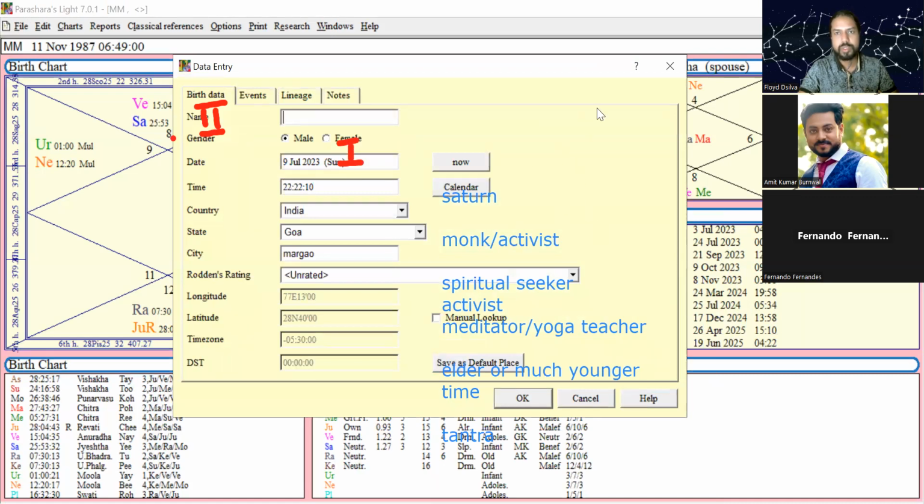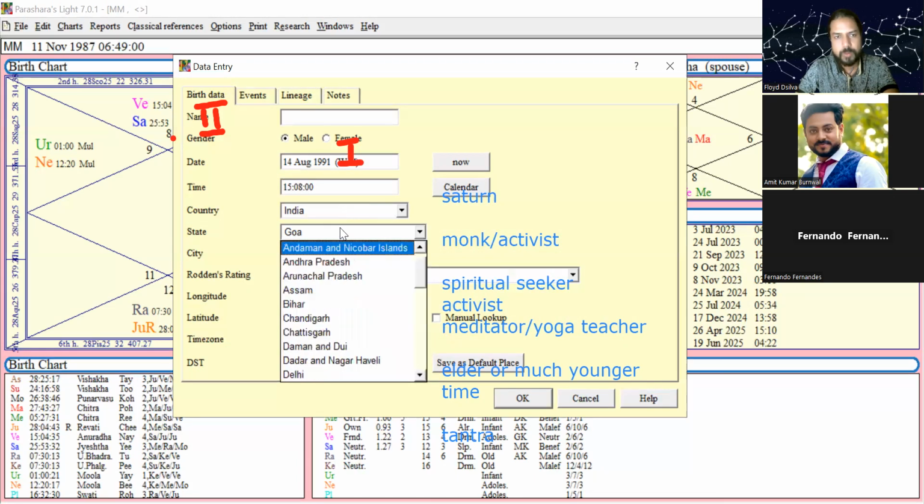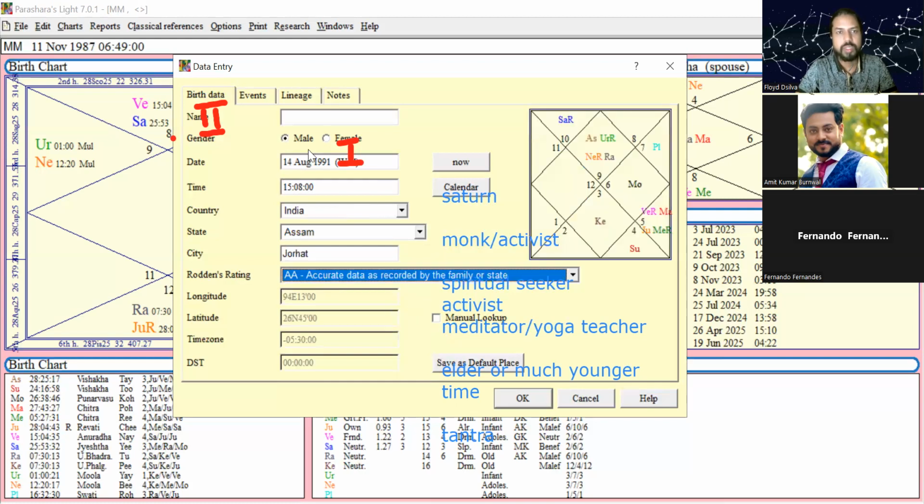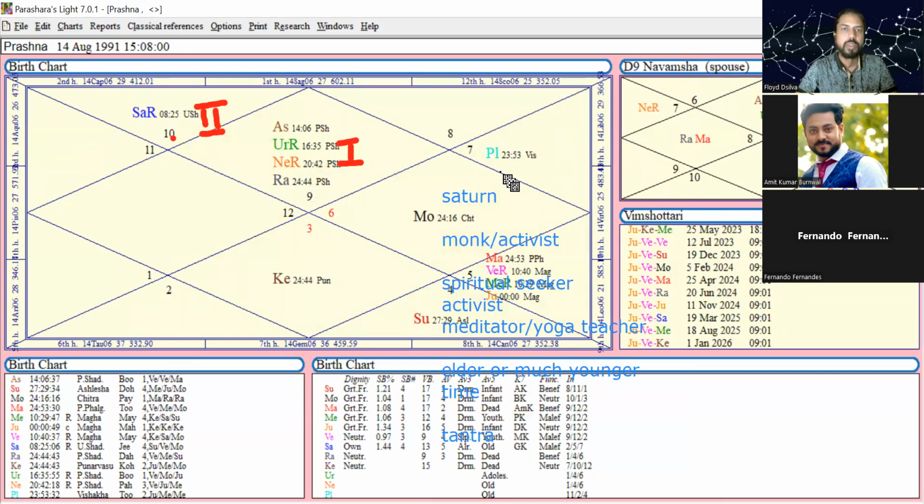So, tell me the birth details. Yes, sir. The date is 14 August 1991, 3:08 p.m. Place is Jorhat, Assam. Okay, this is a man or a woman? She's a woman.